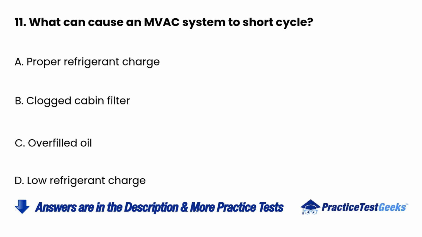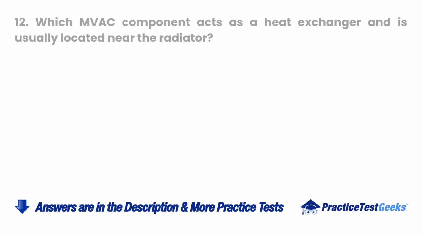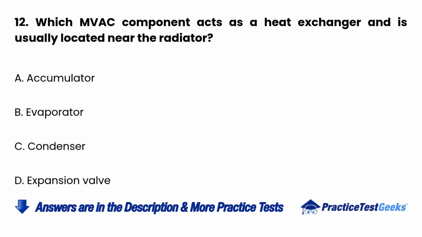11. What can cause an MVAC system to short cycle? A. Proper refrigerant charge. B. Clogged cabin filter. C. Overfilled oil. D. Low refrigerant charge. 12. Which MVAC component acts as a heat exchanger and is usually located near the radiator? A. Accumulator. B. Evaporator. C. Condenser. D. Expansion valve.